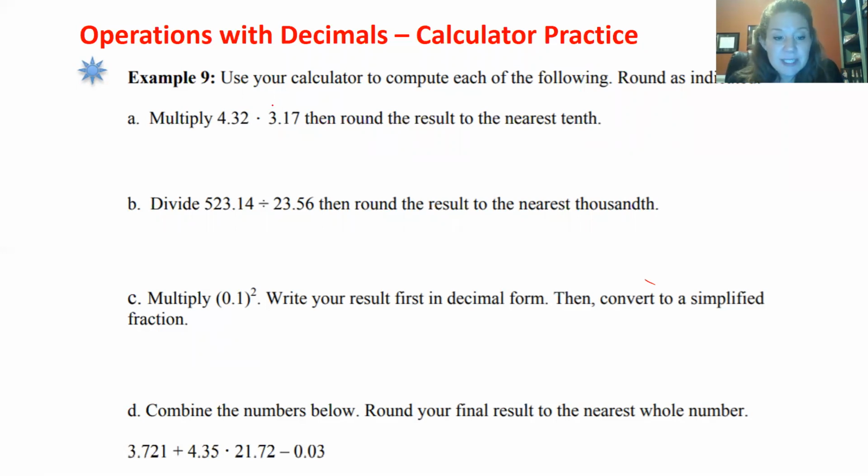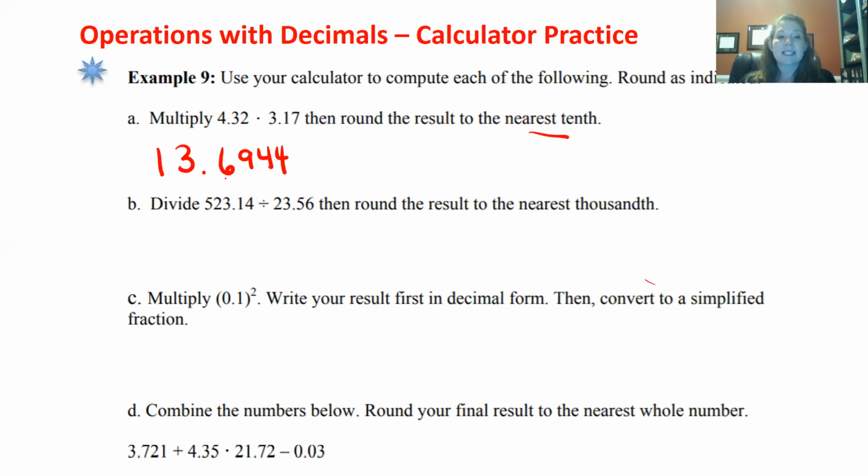So all we're going to do, since these only have one operation for the first 3, we're not worried about the order of operation. There's only 2 numbers in each of those. And so we're just going to plug them straight in our calculator the way it shows us. So letter A, 4.32 times 3.17. Make sure you put it in right. And my calculator tells me the answer is 13.6944. But it tells me to round to the nearest tenths.